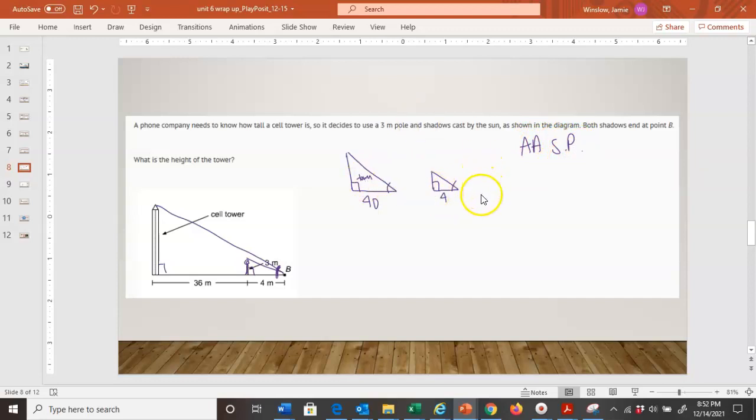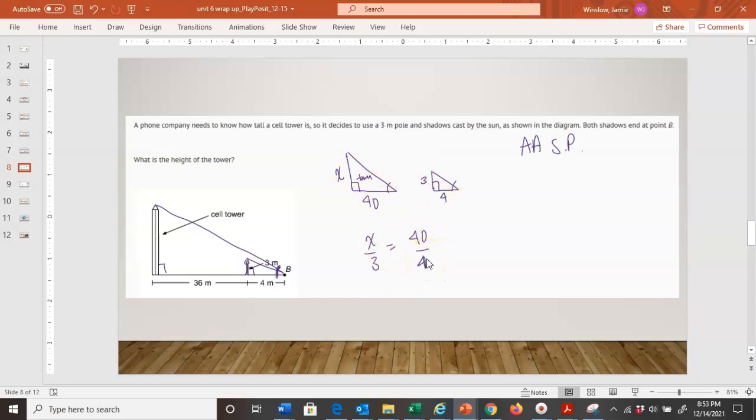So because they're similar, it means they have proportional sides. So we can set up a proportion. That's 3, right? So we're trying to find the height. We're trying to find this missing height. Look at how we can set up a proportion and solve it for the height of the tower. It's kind of up to you. There's a few ways you can do it. We could do x over 3 equals 40 over 4.